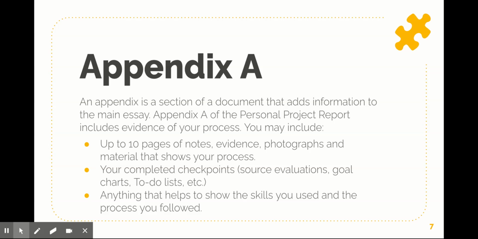You may want to include up to 10 pages of notes, evidence, photographs, and material that shows your process. You can include your completed checkpoints, source evaluations, goal charts, to-do lists, and other documents. You can also include anything that helps to show the skills you used in the process you followed. The purpose of this appendix is to show your work along the way. It's assessed as part of your reflection.